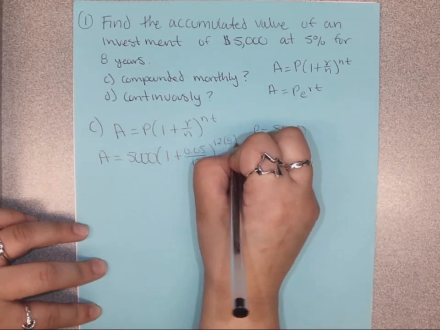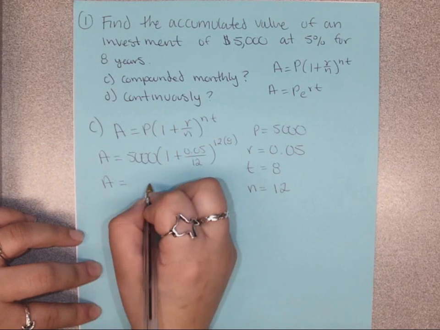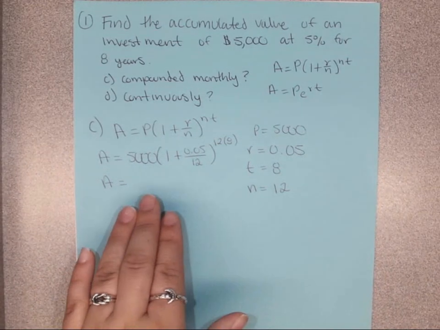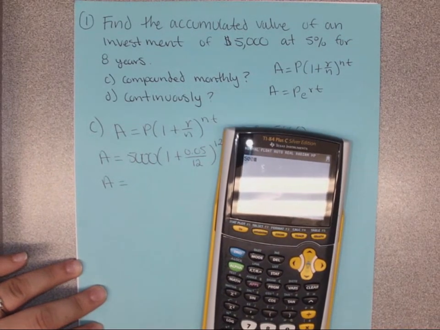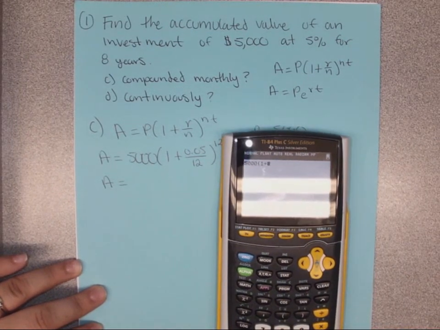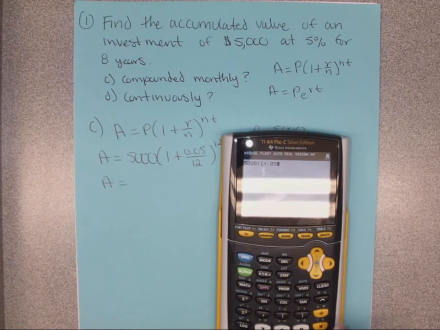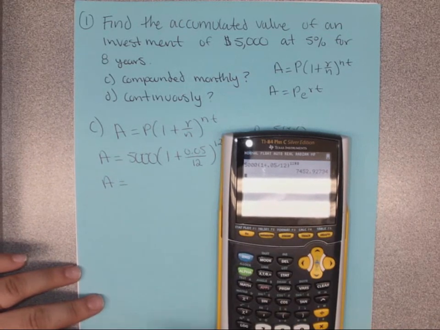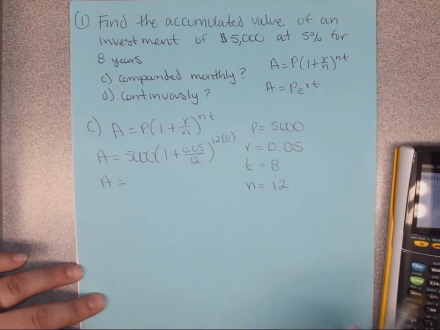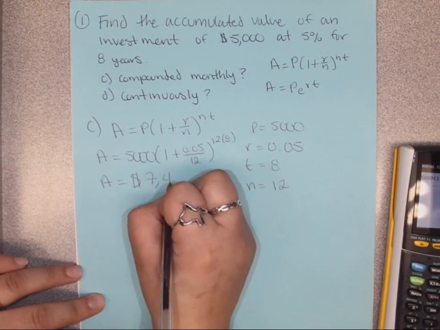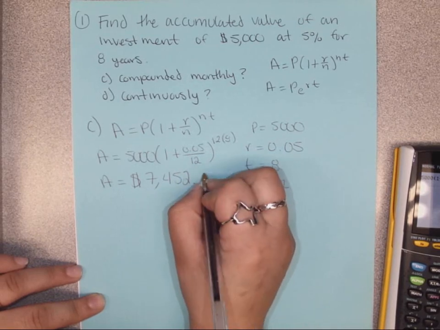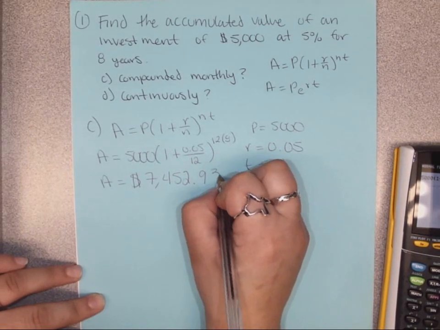to the power of 12 times 8. For this type of problem, remember you can just plug it all in together into your calculator: 5,000 times (1 plus 0.05 divided by 12) to the power of 12 times 8. You can put it all in at once, and since we're talking about money, money always rounds to 2 decimal places, so we get a total of 7,452 point, and it will round to 93 cents.